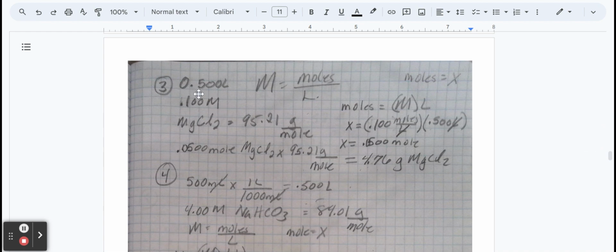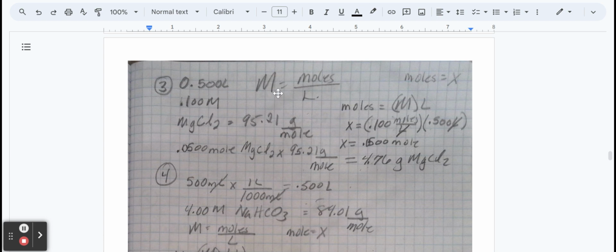at some of the answers, I'm jumping down to number 3. What I did, I listed in the upper left-hand corner the information that I was given. I was given 0.500 liters of solution is what I was looking for, with a concentration of 0.100 molar, and this is for magnesium chloride. With magnesium chloride, I need 95.21 grams per mole as my molar mass. So this right here is my beginning information on the left side of my work here.